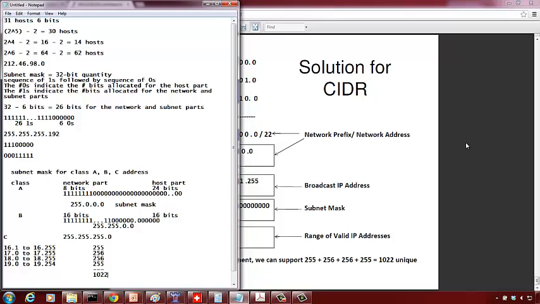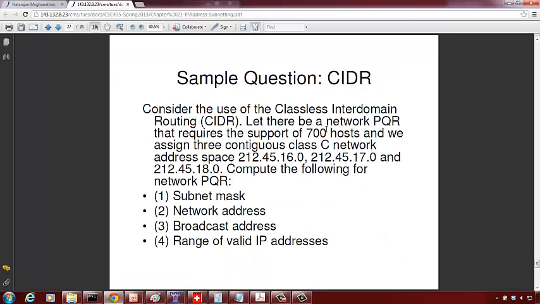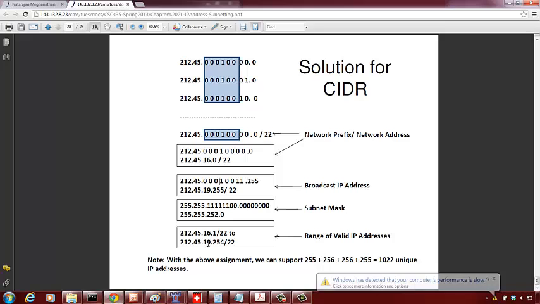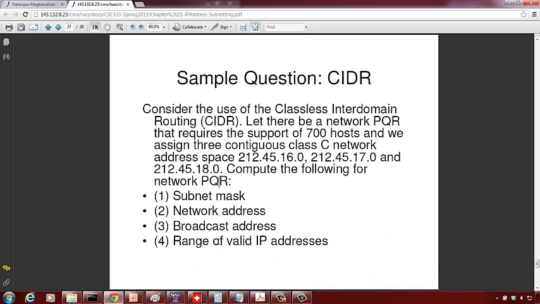Okay. So if you look at the problem statement now, I wanted to support only 700 hosts, thinking that these three class C address spaces would be sufficient because each can support 254 or 255 around that. So we thought this would be sufficient, but you see that you cannot really restrict to just these three class C address spaces. You would have to really use the 19.0 class C address space too in order to support this network. Okay, so you have to use those four class C address spaces.